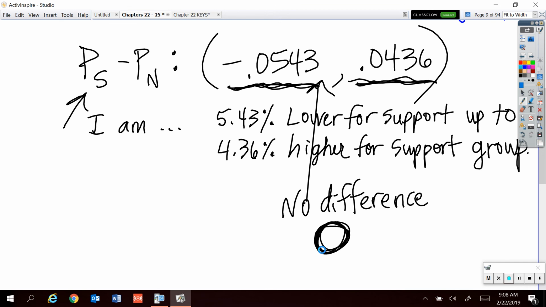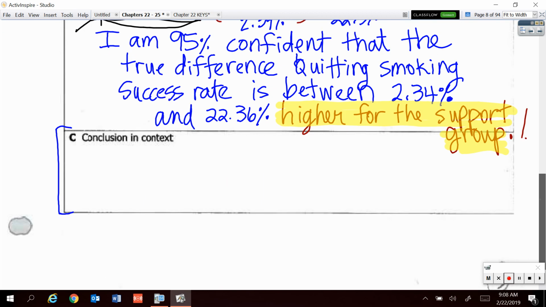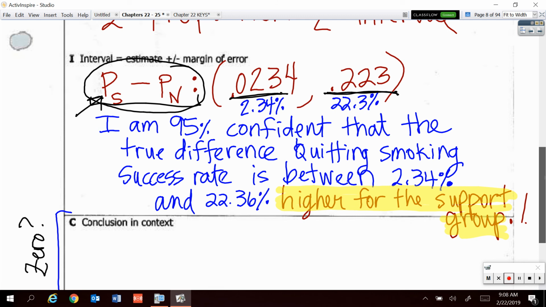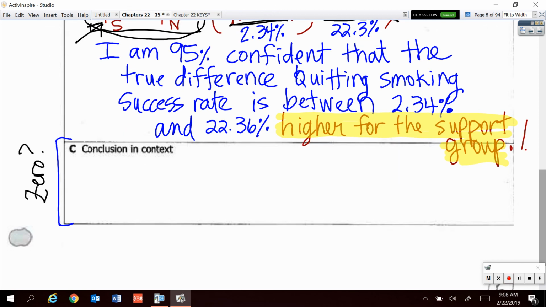Hence, whenever we have difference problems, we have to address if 0 is in the interval, and that's what the last sentence will be. Is 0 in this interval? So that's what our final conclusion will be about. So let's reference our original problem here. It went from 2.34% to 22.3%. So does it contain 0? No, it does not.